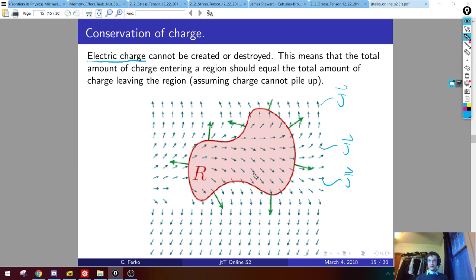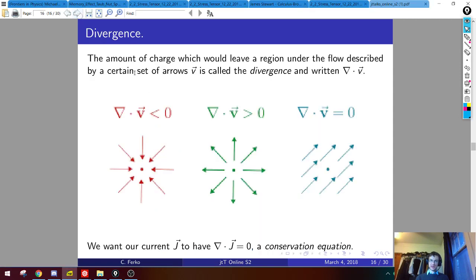So the claim is that for any fixed region, if you simply add up all of the incoming charge and subtract all of the outgoing charge from that region, you should get zero. So this is conservation of charge. Okay, fine, it's a simplistic statement, but this ties in beautifully with a concept that one would study in a multivariable calculus course, which is called the divergence. So I'll try to just explain this to you in pictures.